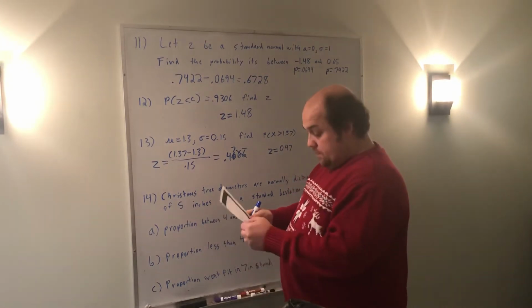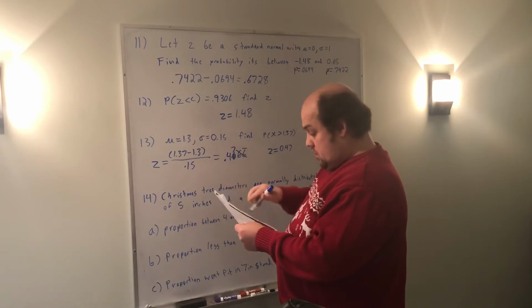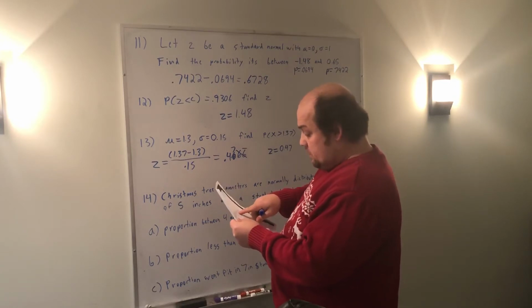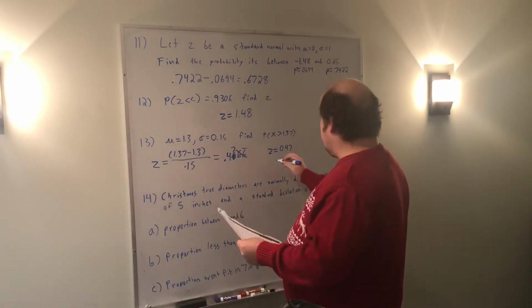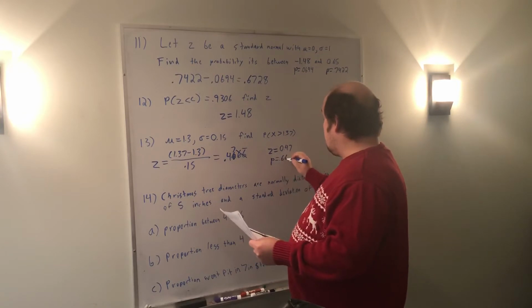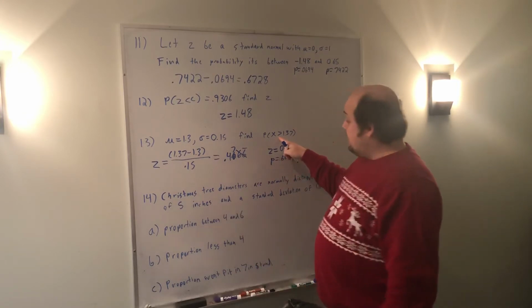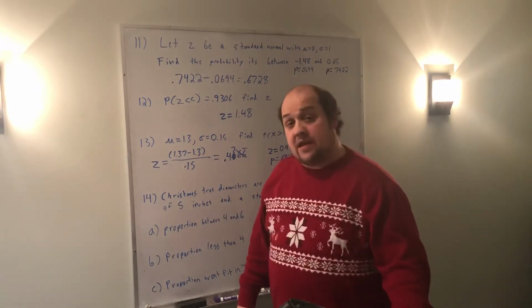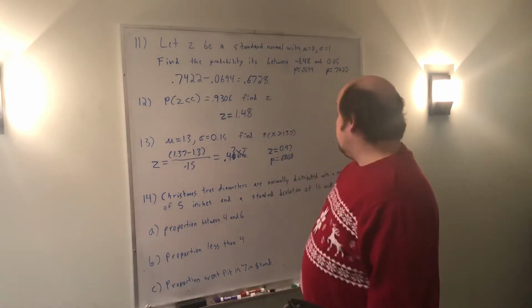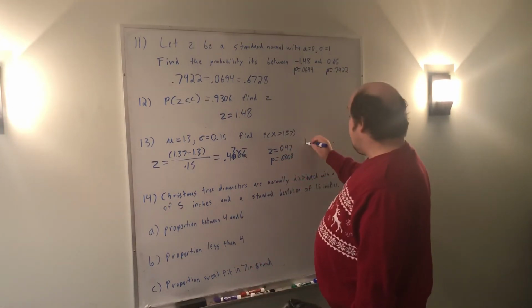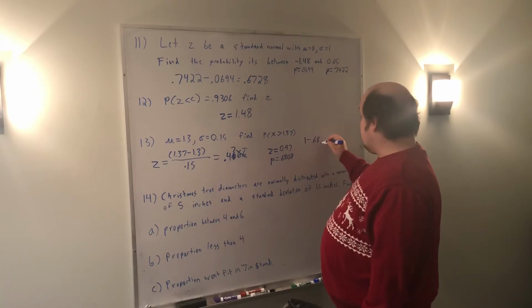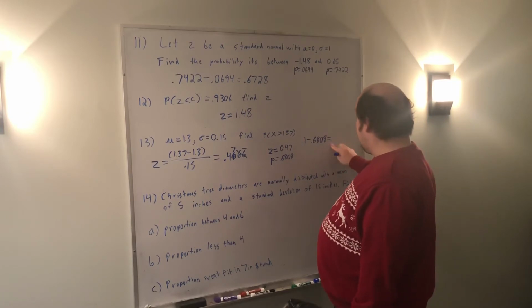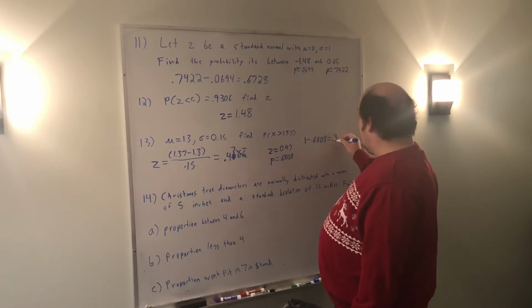When I look that up, 0.47 gives me 0.6808 as my p-value. If this had been a less than symbol, I could stop right there and give that as my answer. Because it's a greater than symbol, I need to do 1 minus 0.6808. That's how I get to my correct final answer of 0.3192.